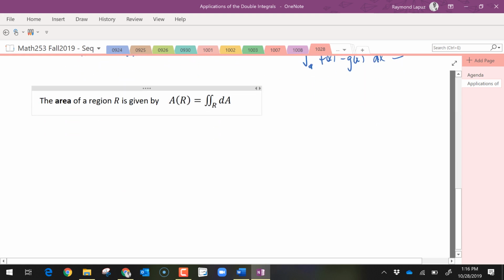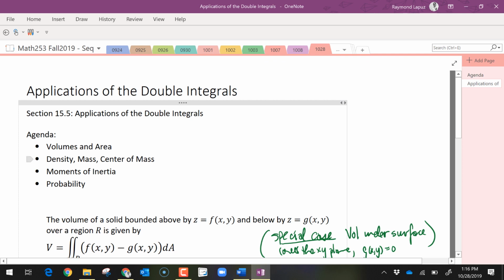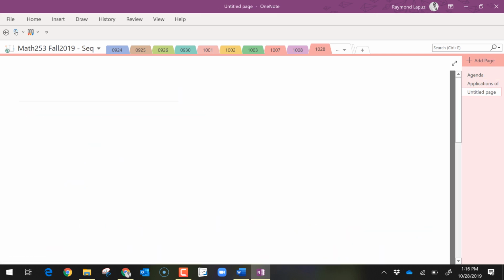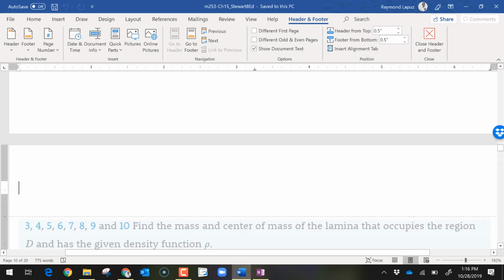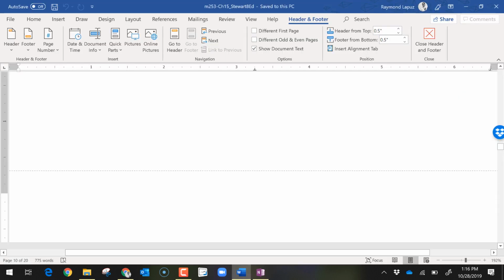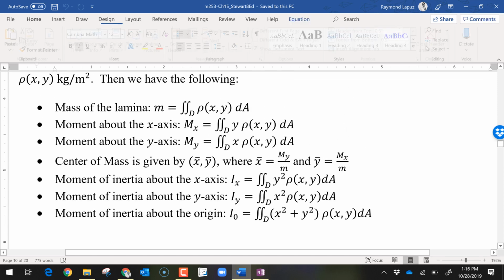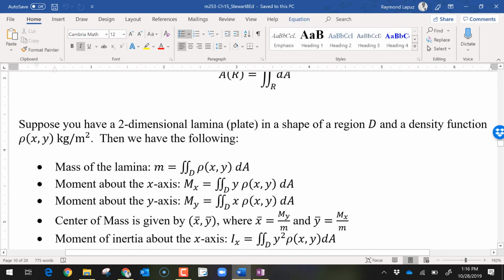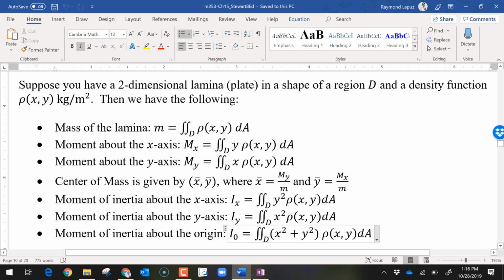Okay, let's move on to another application. So we got areas and volumes. Let's take a look at density, mass, and center of mass. Here's a whole list of physics stuff that we can use.